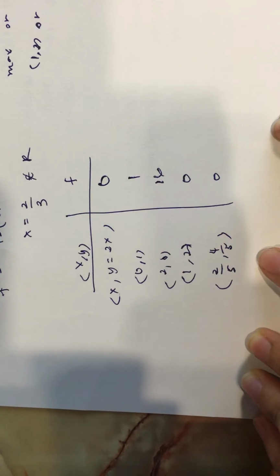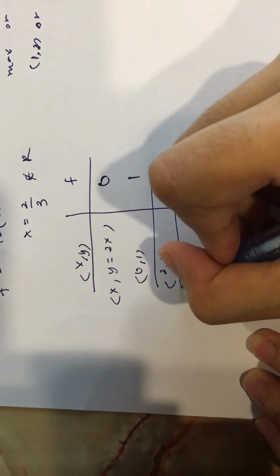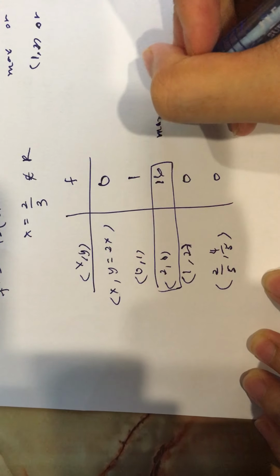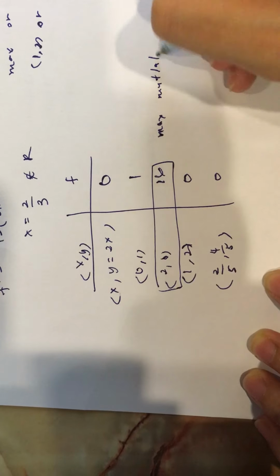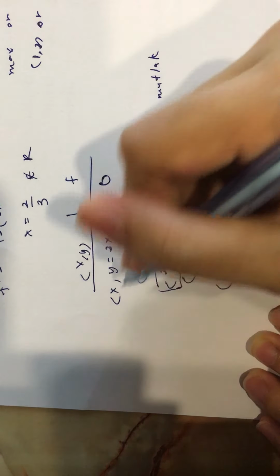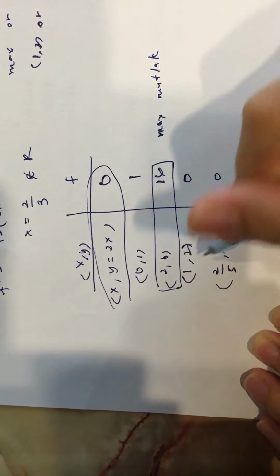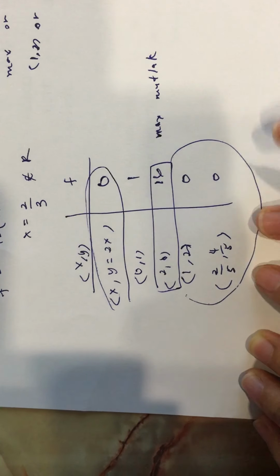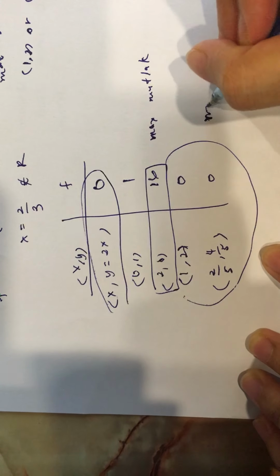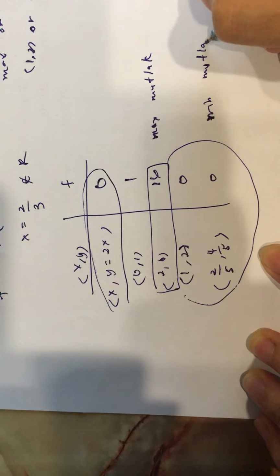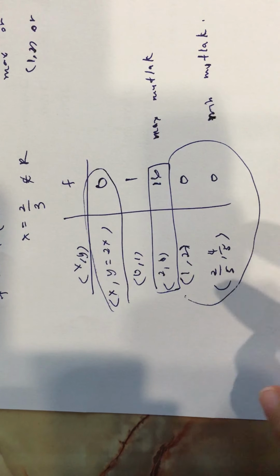So value yang paling besar here, which is this one, is actually the maximum mutlak. And value paling kecil here, which is this, is actually the minimum mutlak. So rasanya itu je kot untuk question 12B.